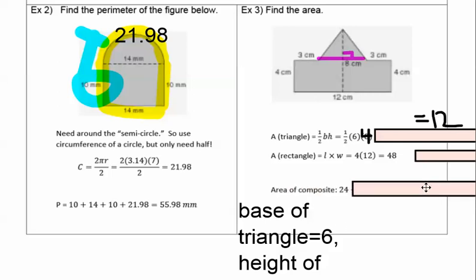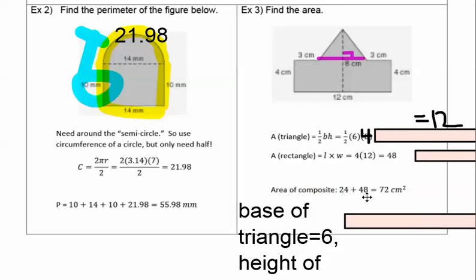So we have, it's going to be 12 plus 48. So let me fix that. So 12 plus 48 will give us what? 60 centimeters squared. And that is my final answer.